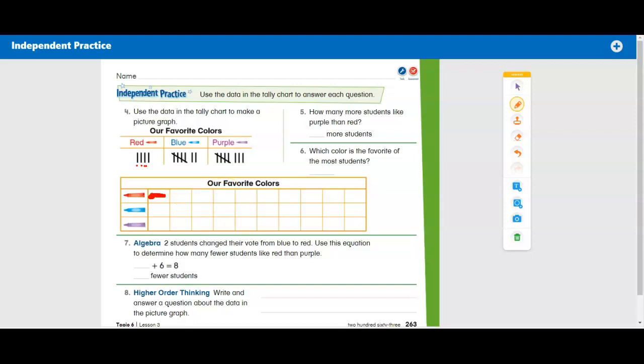Then you would count the number of crayons that are blue and color in that same number of blue crayons here, as well as count the number of tallies under purple and color in that number for your picture graph. Now this question can take a few minutes, so now is a good time to pause the video so that you can complete your work on number 4, coloring in your picture graph. When you are ready to work on number 5, press play on the video.